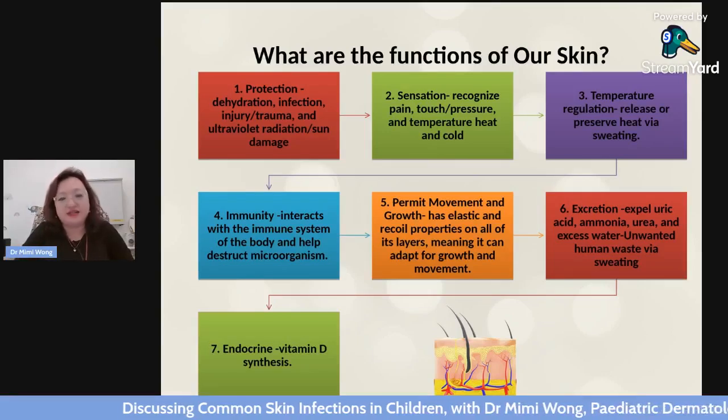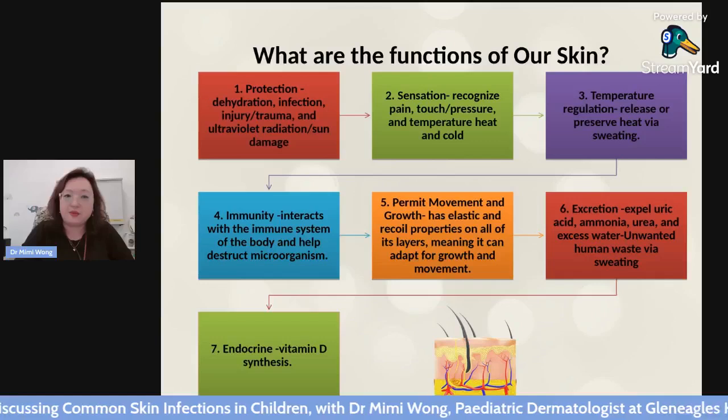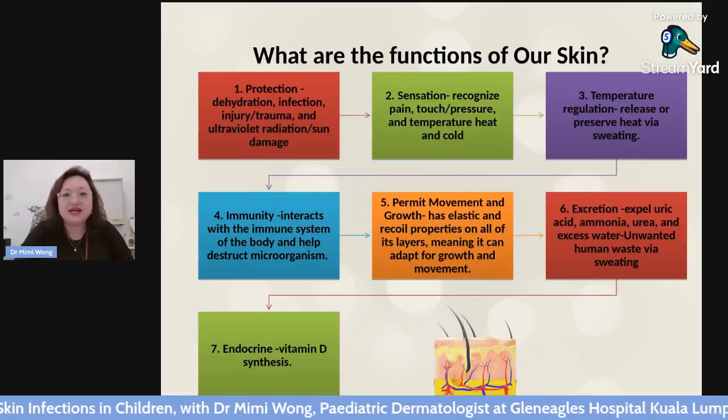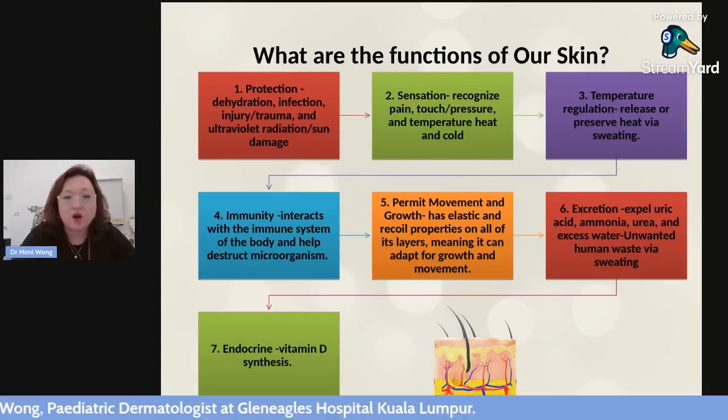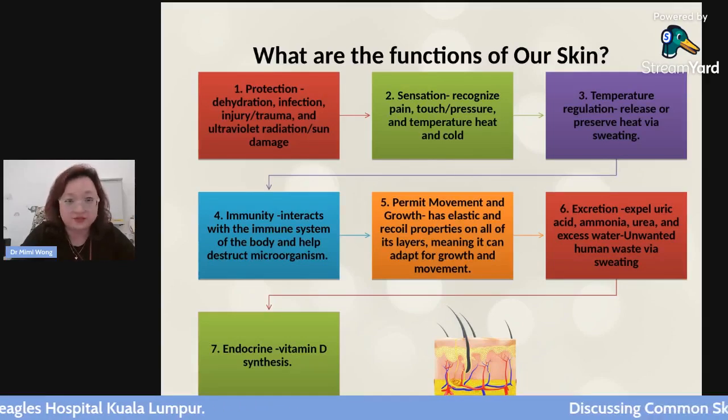So basically, there are 7 main functions. Let's start with number 1, which is protection. Skin protects us from dehydration, all sorts of infections, injury or trauma, as well as sun damage, right?